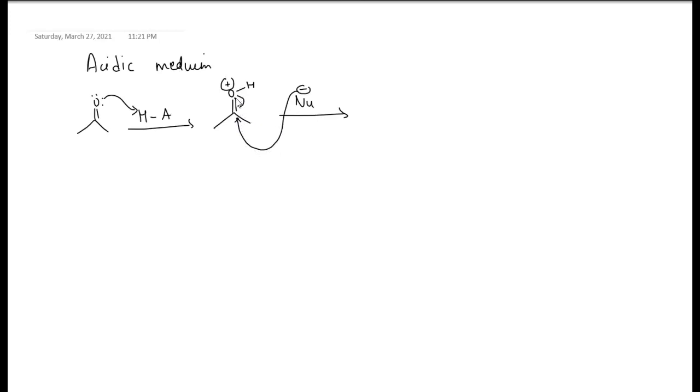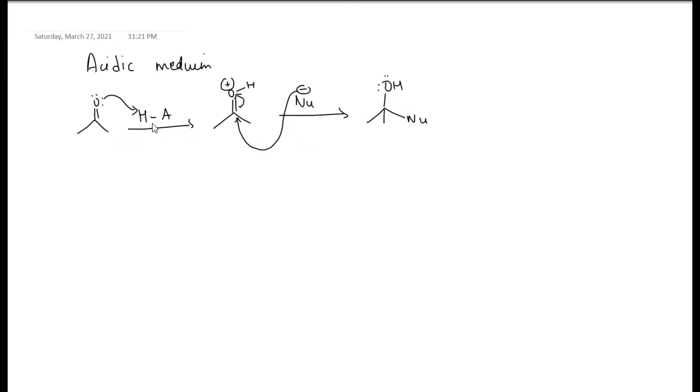Electrons are pushed towards oxygen, as a result of which you get a tetrahedral intermediate with an OH. Now that oxygen has lost its charge, this is how you finally get the product. So the difference between the two: in the basic medium, the first step is nucleophilic attack followed by protonation. Here in acidic medium, the first step is protonation followed by nucleophilic attack.